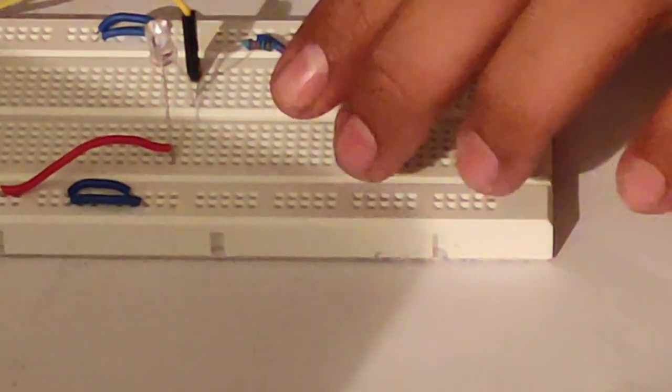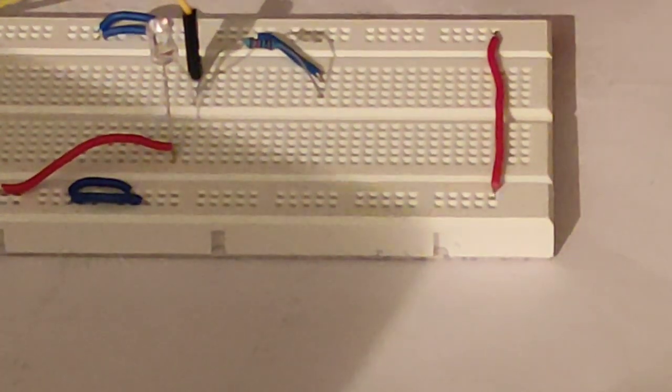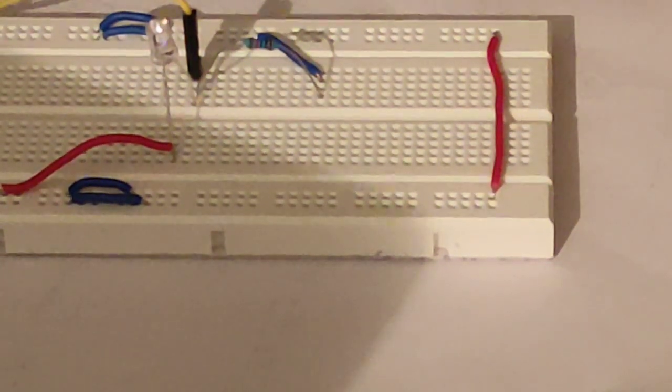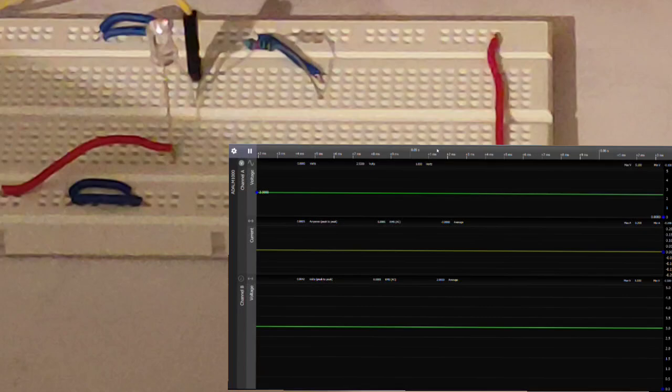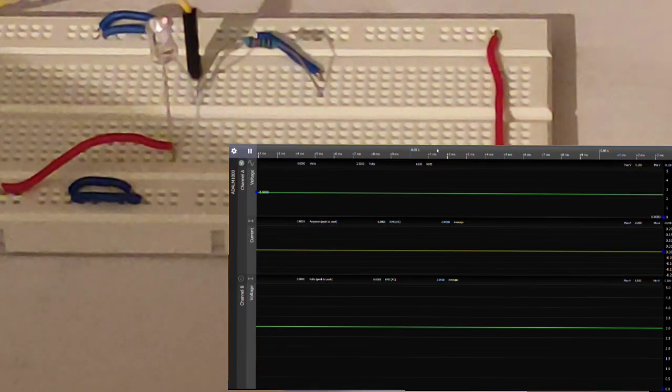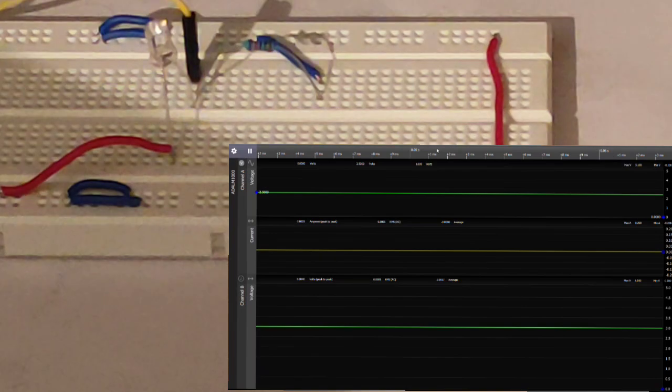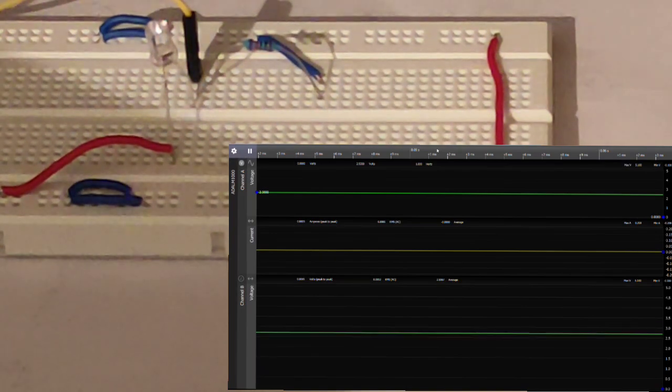For part 3, I replaced this diode with an LED, and I have to give 1 hertz of frequency and 2.5 volt. You can see it is blinking, but very slowly. Whenever I increase the voltage, the brightness slightly increases. You cannot easily see it, but it does increase.